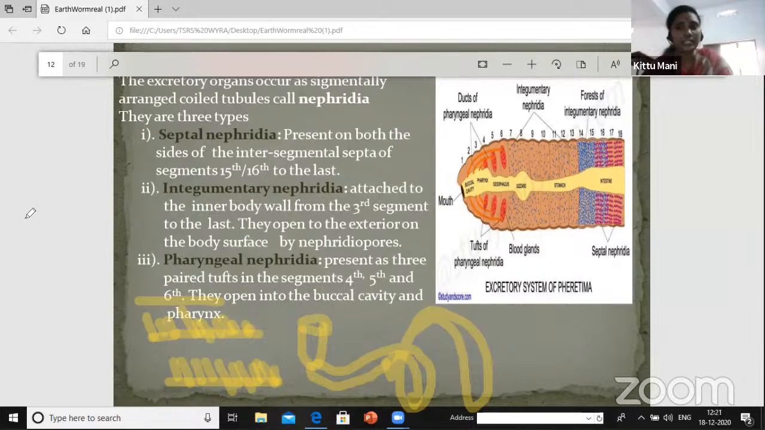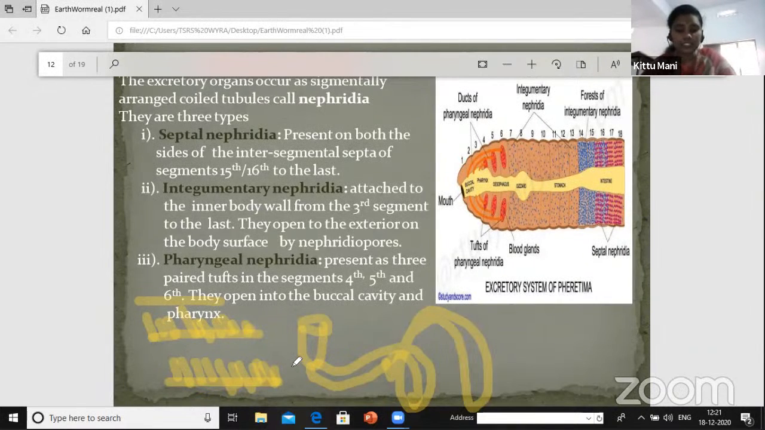Now we will recall the different types of nephridia present in the earthworm. They are fundamentally similar in structure, but we observe different types. Nephridia with nephrostome are called open type nephridia. Nephridia which do not have nephrostomes are called closed nephridia. With nephrostomes, open; without nephrostomes, closed type.